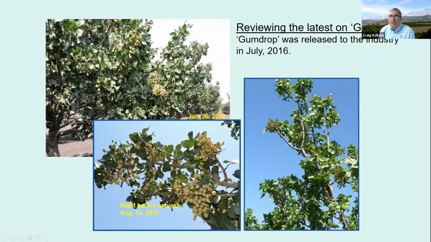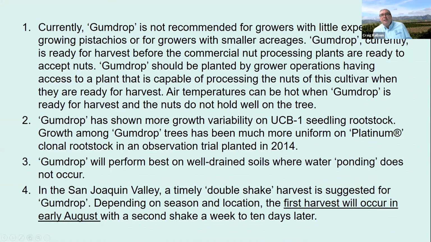I want to talk a little bit about Gumdrop. That's our latest release, and right now there's probably less than 30 acres in all of California. And it's sort of unique, and the way it grows is unique. It's got these very thick branches that head up, and then once it gets to be a certain size, we just don't get much new growth or neoformed growth. It just gets a small amount of growth with fruit buds again. So there's a lot we don't understand about Gumdrop. So I'm not recommending that growers with little experience growing pistachios, or growers with small acreages, plant Gumdrop.